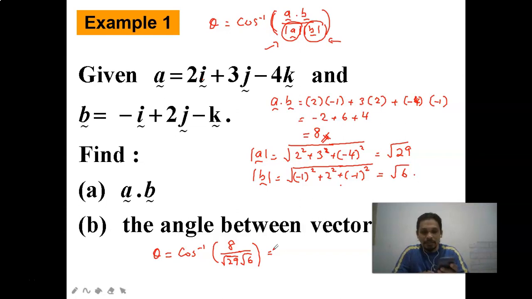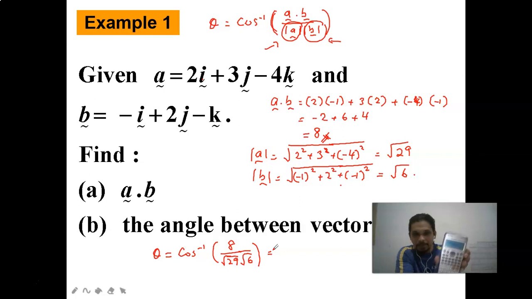Press the shift button and cos. So you see here now, it gives you cos inverse, and then arrange the formula: 8 divided by square root of 29 and square root of 6. There you go. Okay, then press the equal button here.